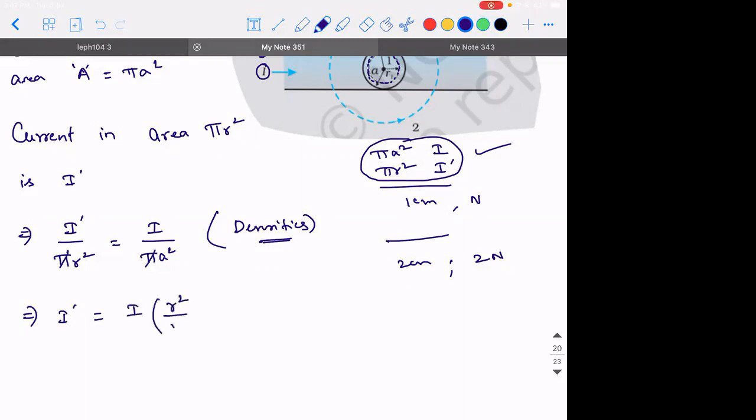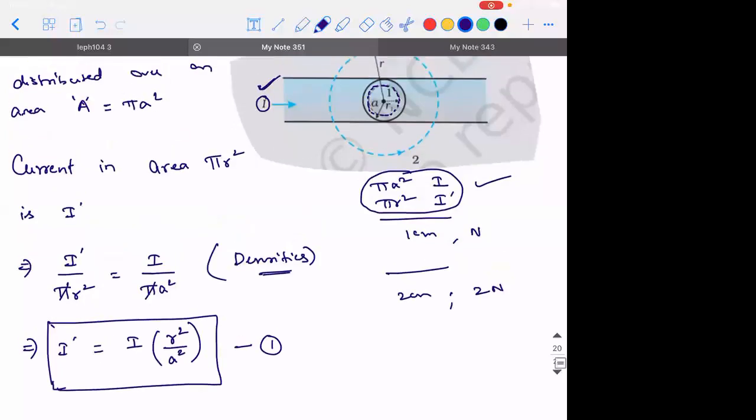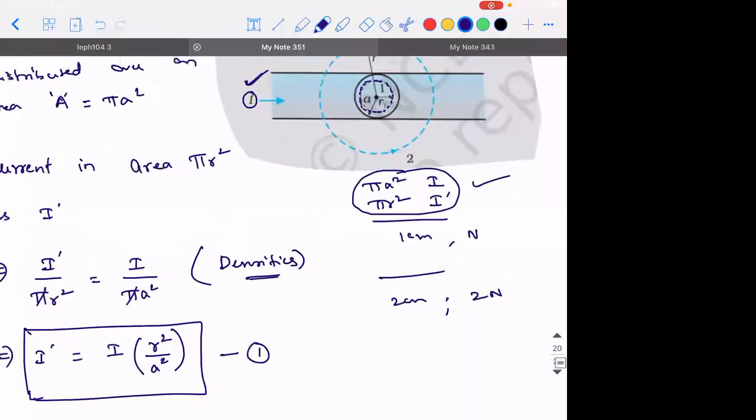So I dash will be equal to pi and pi will get cancelled, I into R square divided by A square. So let this be equation number 1. Have this point in your mind.